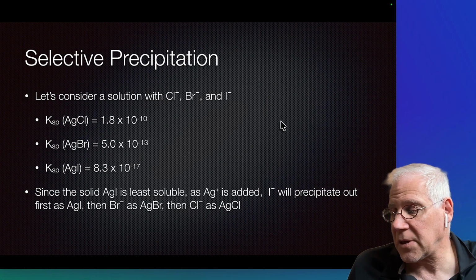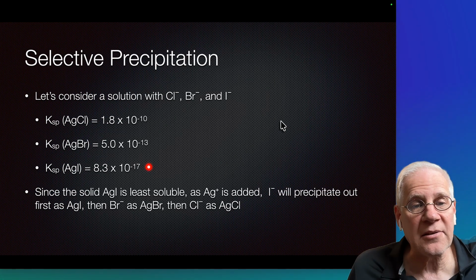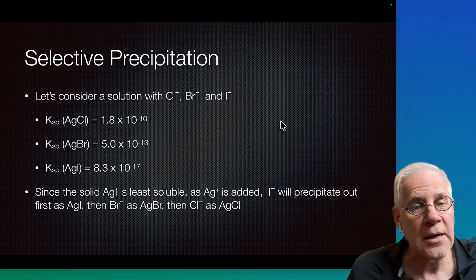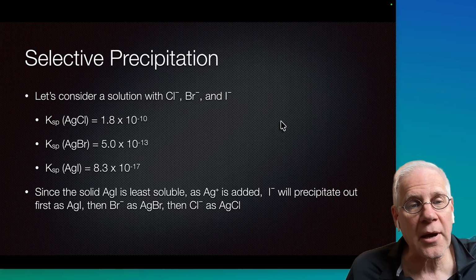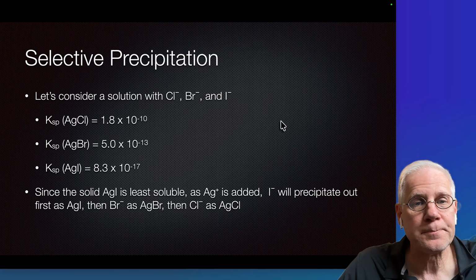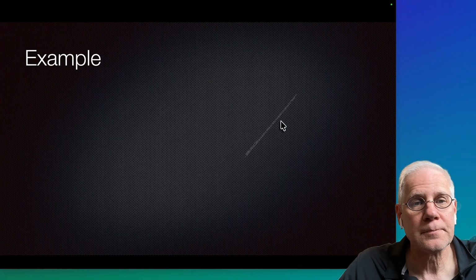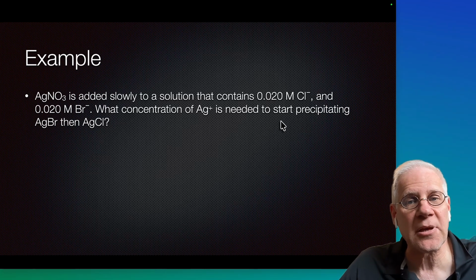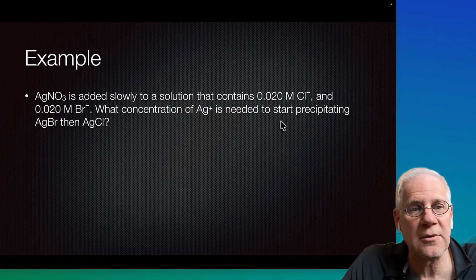Now, since the KSP of silver iodide is the smallest, meaning it is least soluble, this means that as silver is added, the I minus, the iodide ion, will precipitate out first as silver iodide. Then at some point, as that silver ion concentration increases, the bromide ion will then start to precipitate out, and then the chloride ion eventually as silver chloride. So that's a very qualitative way of looking at it, but let's look at something a little bit more quantitative.